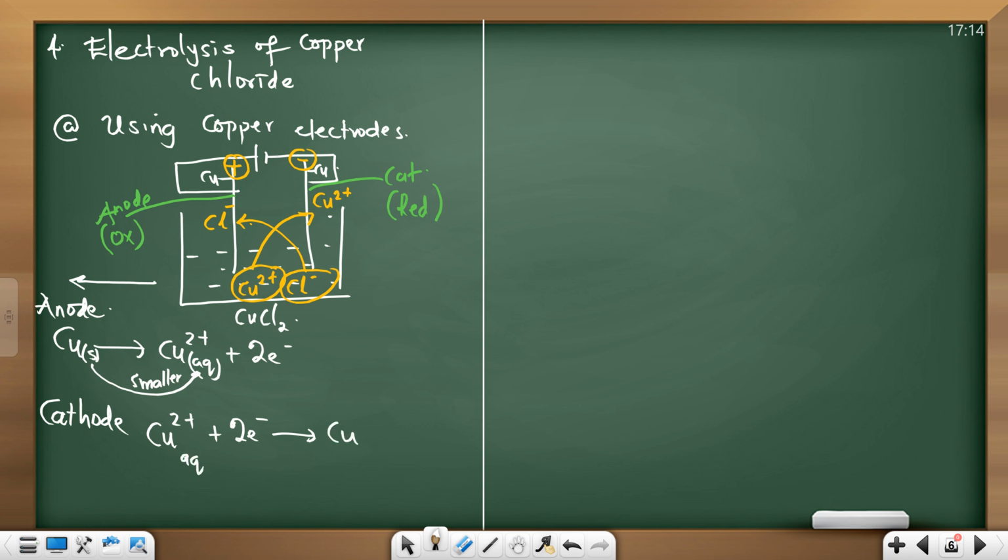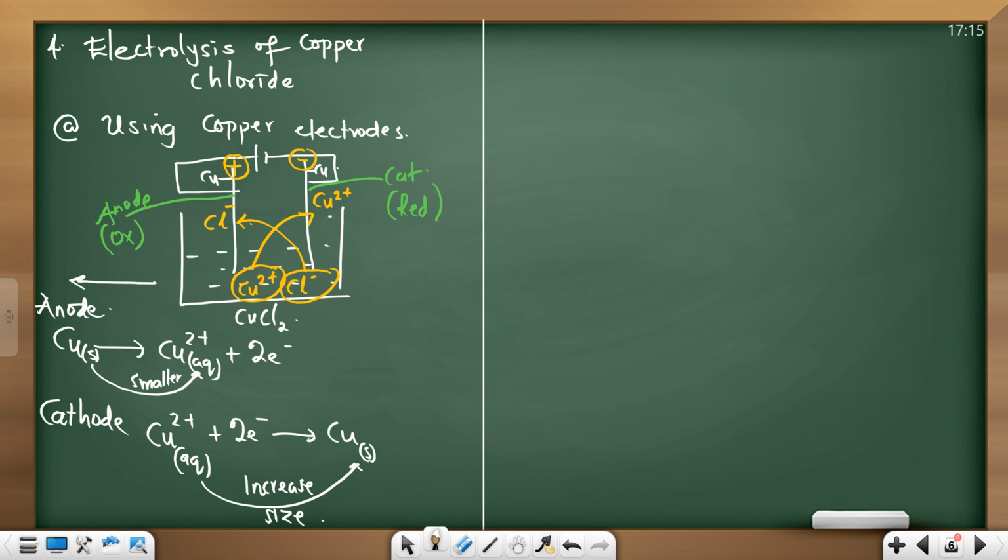Wait, what are we doing? Moving from what? Aqueous to solid. What's happening? Increase in size, because we are gaining. We are forming a solid. All right? Increase in size.